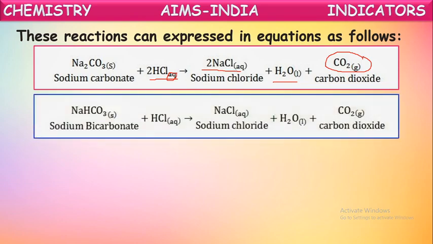If you see one more equation, that is the reaction of an acid with a metal hydrogen carbonate, which is also called bicarbonate. Here sodium bicarbonate is taken. Sodium bicarbonate on reaction with aqueous hydrochloric acid forms here also salt, water and carbon dioxide gas. So metal carbonates and bicarbonates on reaction with acids form metal salt, water and carbon dioxide gas as products.